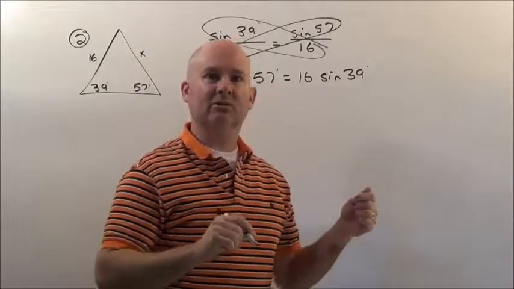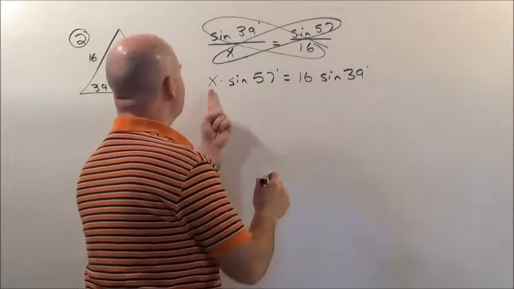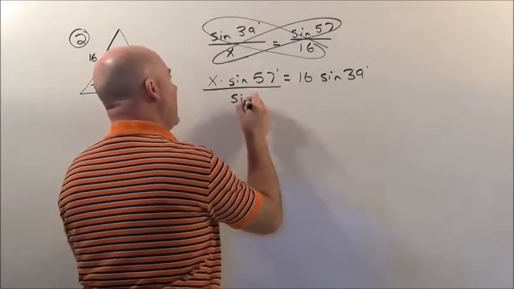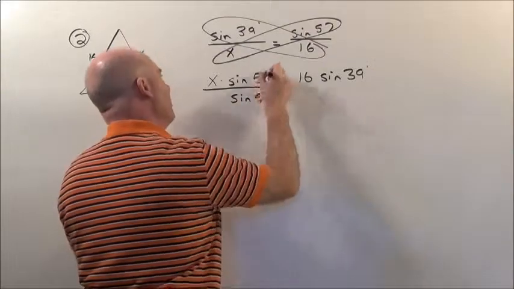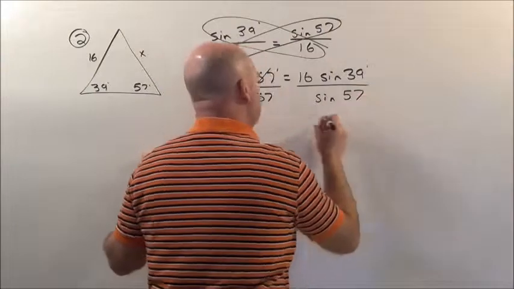Now sometimes it's tempting to grab a calculator and start calculating these. Don't do that. It's a waste of time. I'm trying to get x by itself, so let's not do anything until I get x by itself. So I'm going to divide by the sine of 57, which is just some number. That's gone. Divide by the sine of 57.